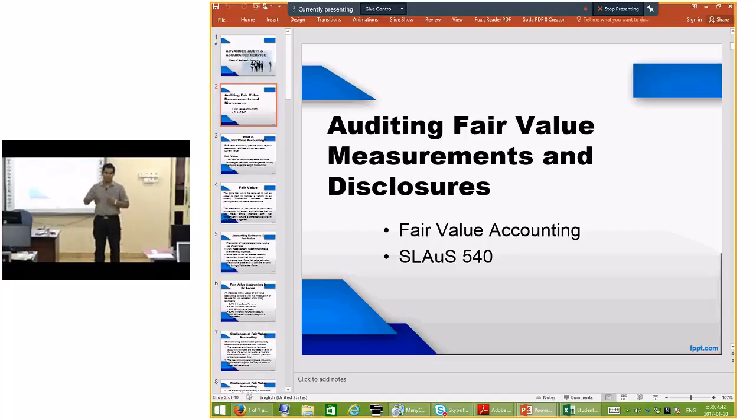So a lot of fair value measurements are there. So it is basically what? It is basically an estimation. Yes or no? Yes. What do you mean by fair value? Any idea? Basic idea? Yes? It's the market value. Yes. It's basically the market value.